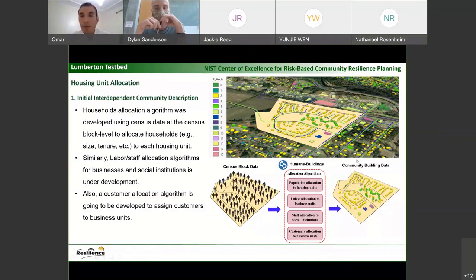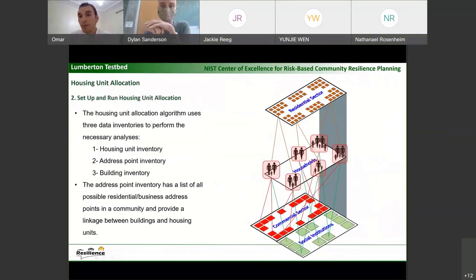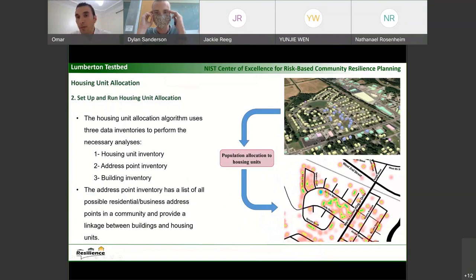This is the concept of how he was able to assign households for each building within the community, and also identify if these households are associated with the staff related to each school within the Lumberton community. And here is one of the neighborhoods within Lumberton, and a heat map showing how the population is allocated to each one of these buildings.